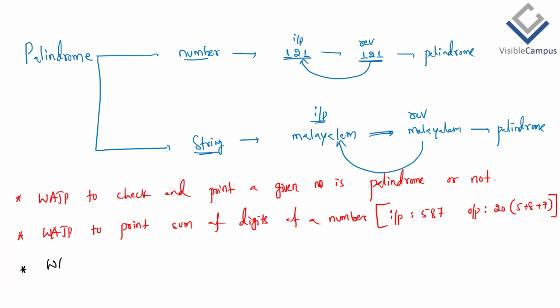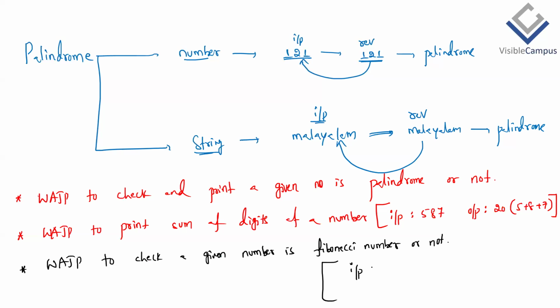Then we discussed one more program, that is Fibonacci series. Based on that, the question is, write a Java program to check a given number is a Fibonacci number or not. For example, if input is say 34, what's the output? Is it a Fibonacci number or not? 21, after what is there? 34 only. Output is Fibonacci number. This is what the output has to be.